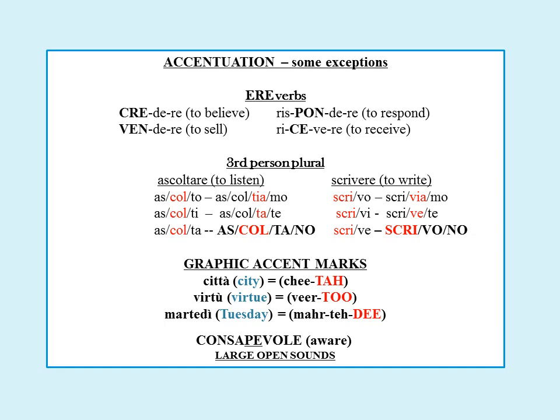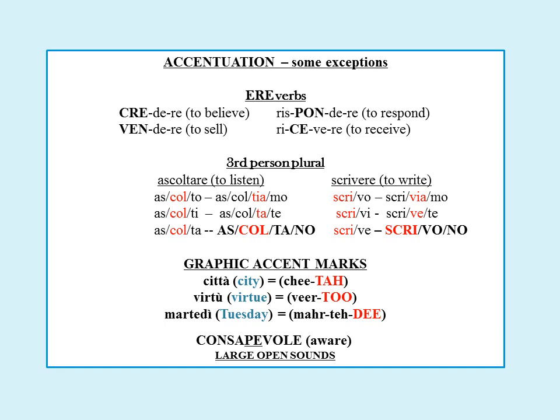However, there are some groups of words that do not obey this rule. One of those groups is the verbs whose infinitive form ends in ere. Many, but not all, of these verbs are accented on the syllable that precedes the next to the last. Here are some examples: credere, vendere, rispondere, ricevere.